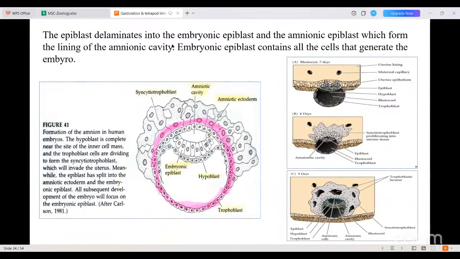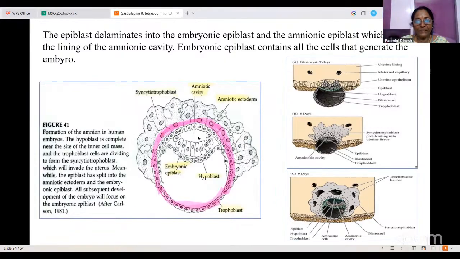So here, the epiblast delaminates into the embryonic epiblast. You can see the epiblast over here. This epiblast is going to delaminate, and it's going to form the embryonic epiblast. And as this is formed, the cavity in between these cells is called the amniotic cavity. So this cavity that is present over here is called the amniotic cavity.